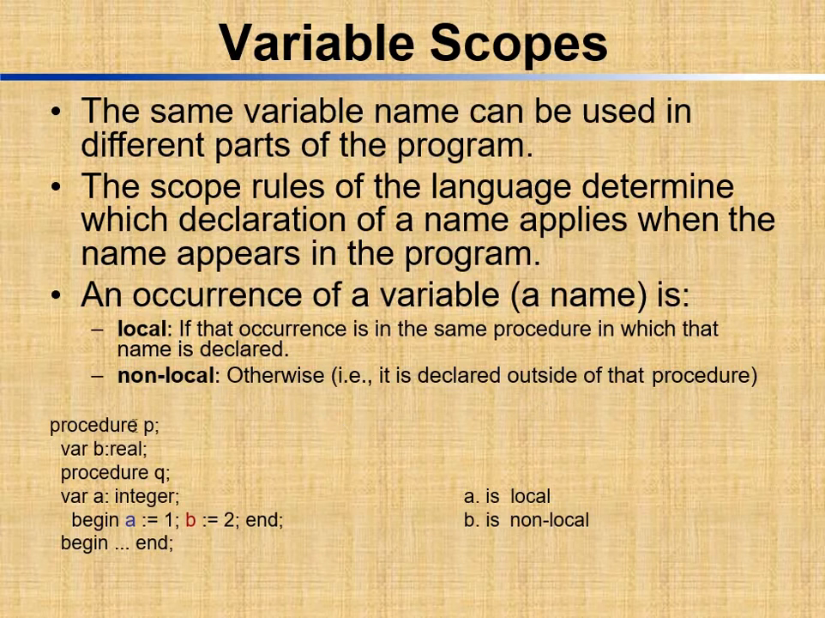Suppose we have a procedure P, and inside it the variable B is declared. So B is local to procedure P. Suppose we have another procedure Q, and A is local to Q, but B is not local to Q, because it is not declared inside Q; it is declared outside of Q. Here we begin with A, defined inside Q, but the declaration of B happened outside of Q. So A is local to procedure Q, and B is non-local to procedure Q.